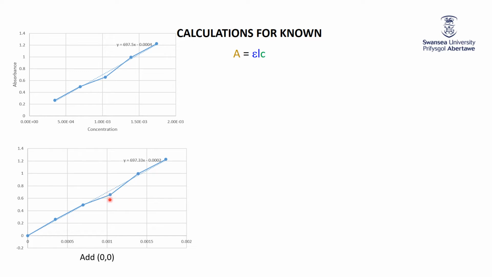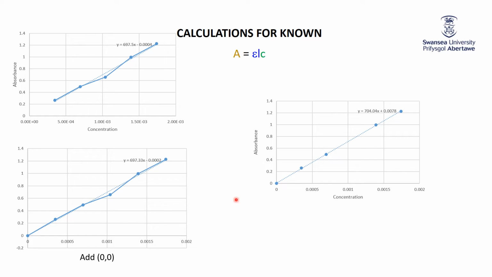So I'm going to remove that. I'm not going to remove any of the others. The rest look pretty good, but that one, once you see it graphically, is obviously out of whack. And so by leaving it out, I get a glorious straight line. The slope of that straight line is 704.04, and there's a teeny little correction factor of 0.0078.